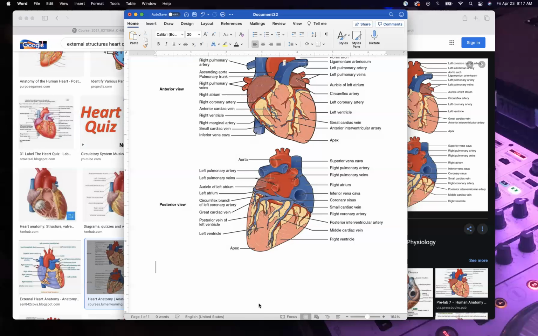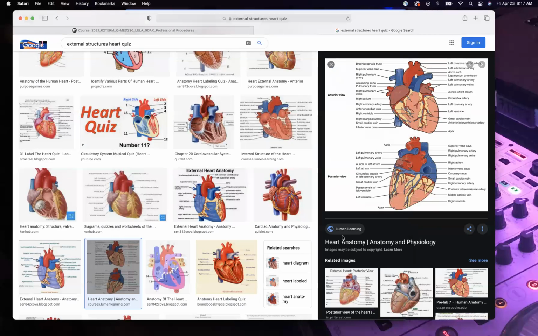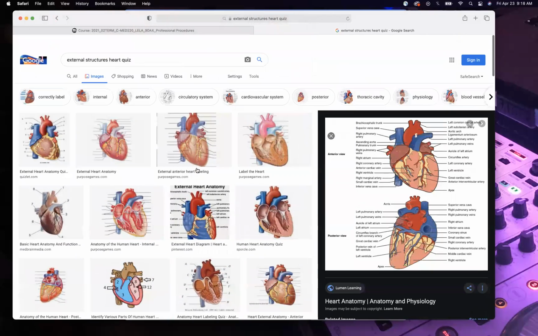Now, just in the last 10 minutes, we talked medical terminology, we talked anatomy, we talked physiology, which also goes to show that just because you had a class before, you're going to see it again. So let's wrap this up with the internal structures of the heart.